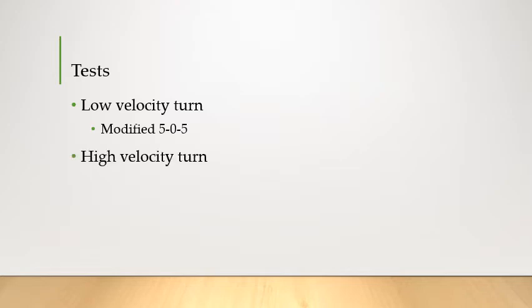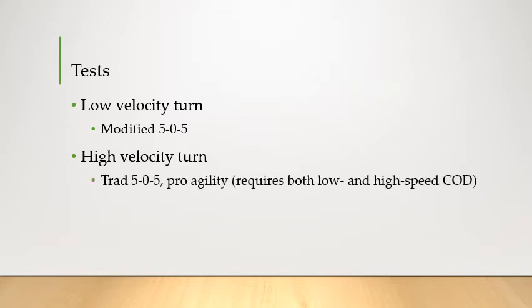A high velocity turn would be the traditional 505 plus the pro agility, which requires both low and high speed. When you look at low velocity versus high velocity turns, you're essentially looking at how much of a run-in distance you have before you have to change direction. And with maneuverability, you're looking at multiple changes in direction. So the L run, 3-cone agility, and I would even put the T test in there. Those would all be specific examples of things you would do to test all of your different qualities.